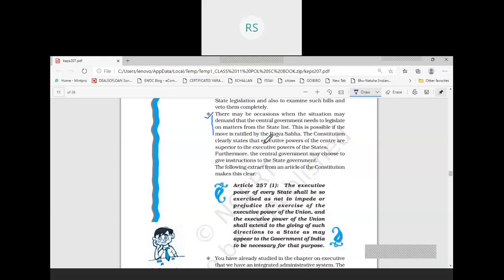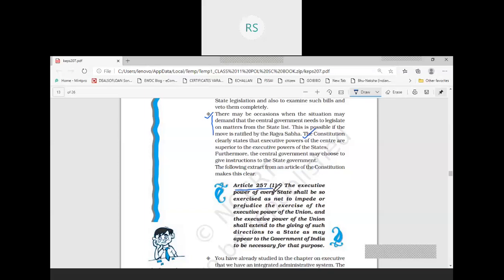Now the second point within this point is that the constitution clearly states that the executive powers of the center are superior to the executive powers of the state. It is written in our constitution. You can see it here. Article 257 clause 1 says that the executive power of every state shall be so exercised as not to impede or prejudice the exercise of the executive power of the union.